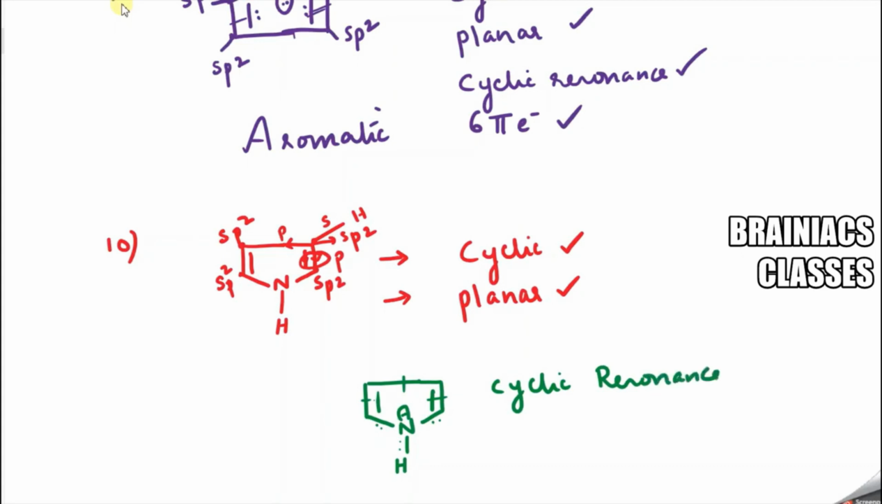is present. Now count the number of pi electrons. 2 here, correct? From here 2, from here 2, then the lone pair from nitrogen. So totally 6 pi electrons. So what is this compound actually? Aromatic. Understood? So I hope you got a fair idea regarding the aromaticity topic.